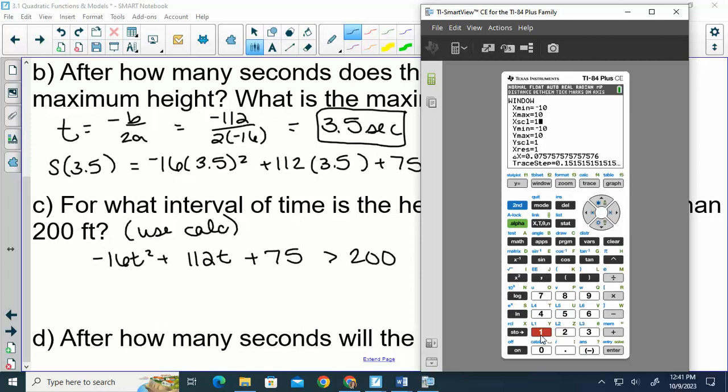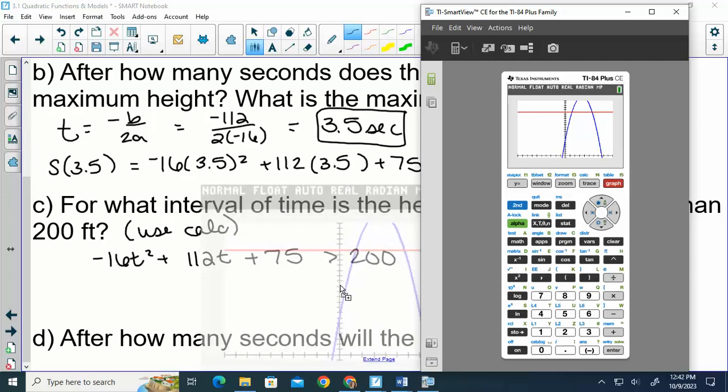Now if you go to your window, you're welcome. I meant to be changing my y's because my height. So my y max is where I want my 250 to be. And my y scale, I'm going to do 10. And then we can look at a graph and see if we're seeing everything that we need. So I changed my y max to 250, y scale to 10. And then that shows me my graph.